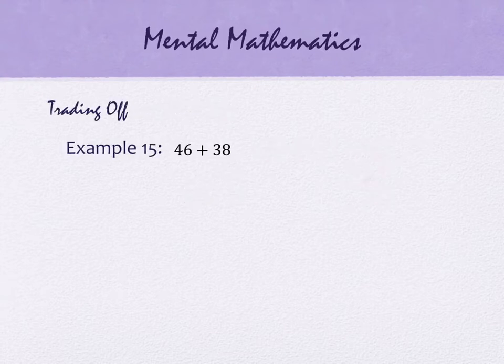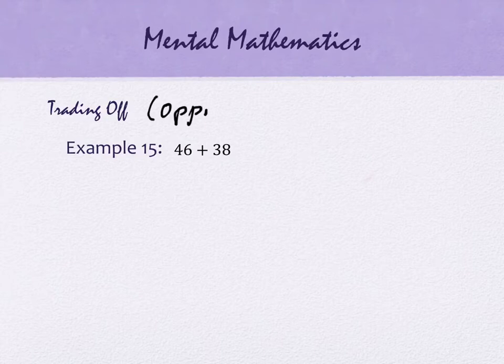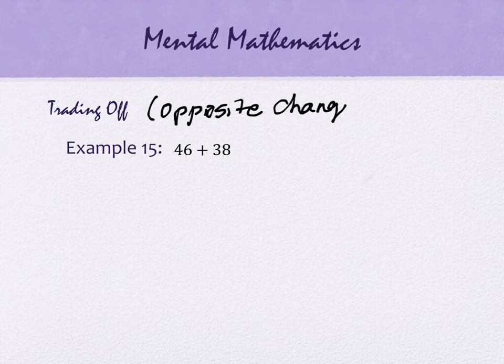Trading off has been a part of this section, or at least this material in this book, for a while. But trading off is really just opposite change as well, which we've already encountered. So trading off or opposite change means that what we want to do is make one of those numbers a number at the beginning with a bunch of zeros after it. And that's really the goal of trading off, or opposite change, is to zero things out.